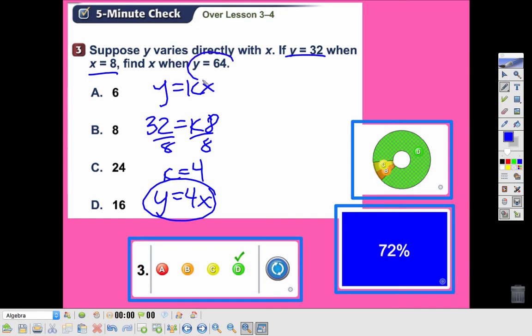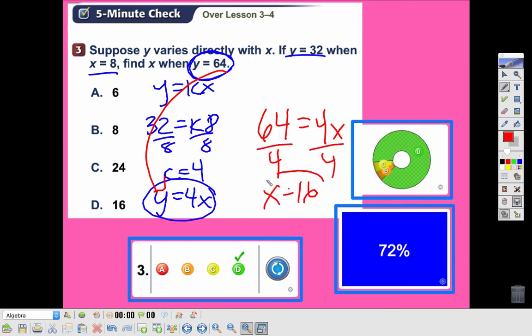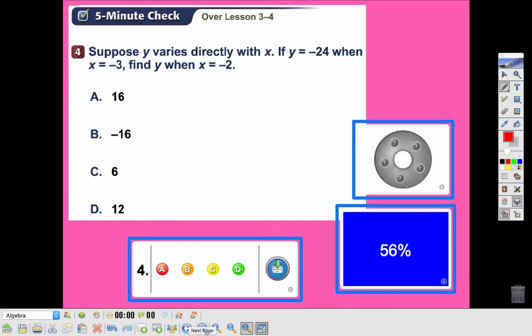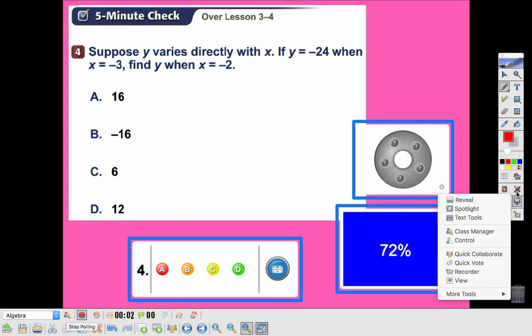And then it tells us what is x when y equals 64. So we're going to plug 64 in for y. So 64 equals 4x. Divide by 4, so x must equal 16. Awesome. All right, try this one. Some more direct variation.